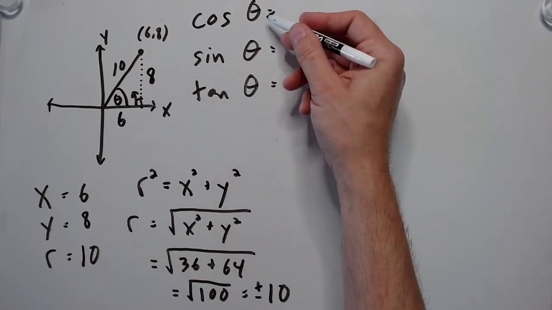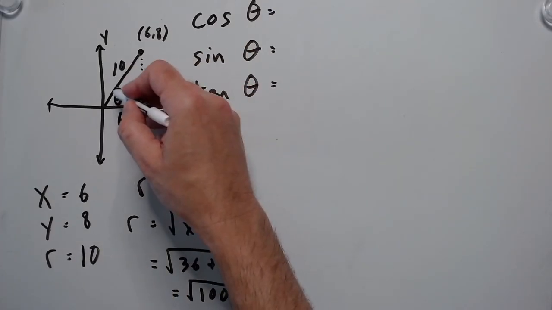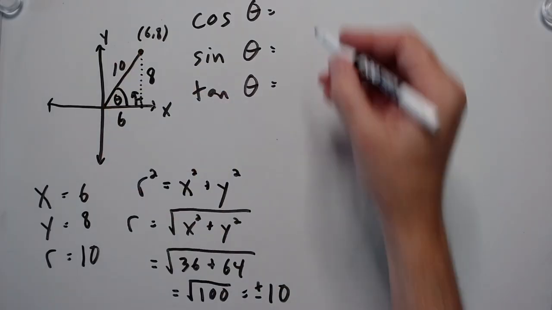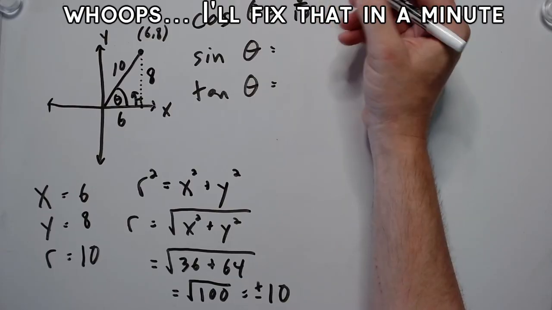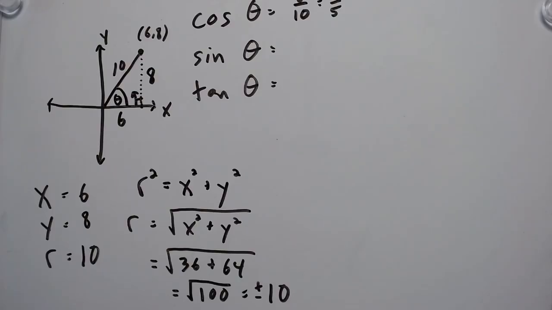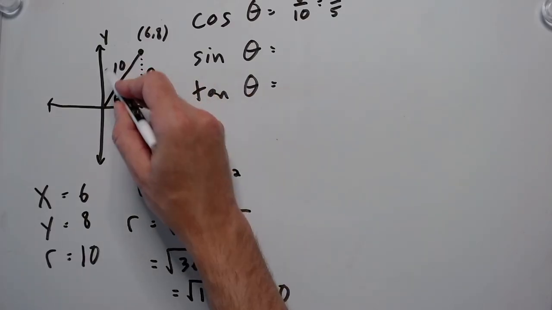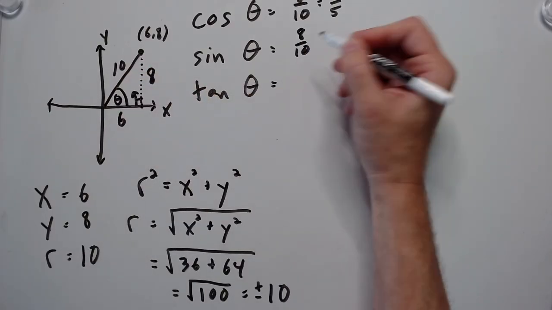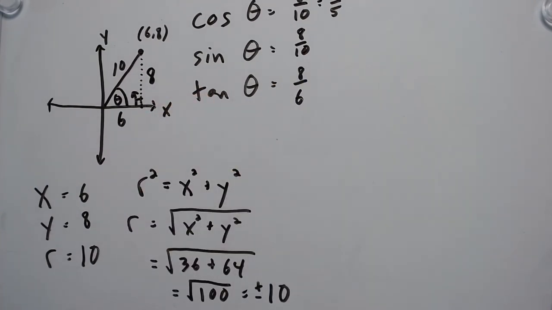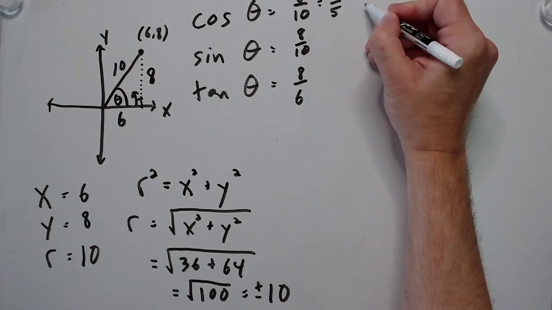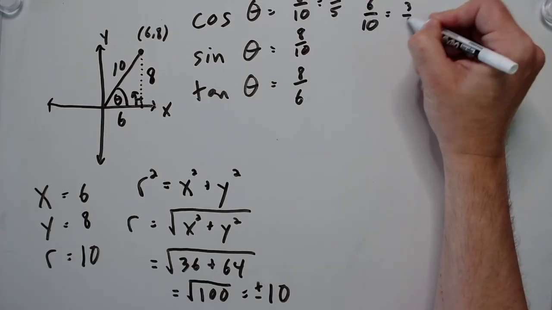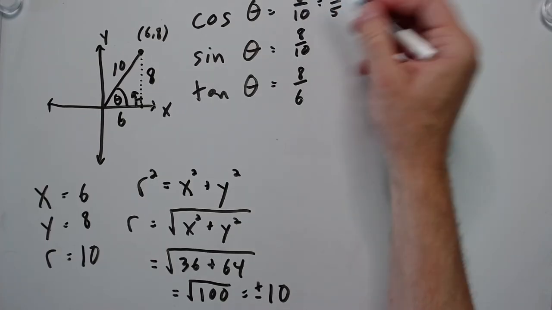So what is cosine? Cosine would be the angle here, the adjacent over the hypotenuse. So 6 over 10. And we could simplify this to 3/5 if we wanted to, but we'll keep them in the numbers that we have here. Sine would be the opposite over the hypotenuse, 8 over 10. And tangent would be opposite over adjacent, 8 over 6. Whoops, I missed this. We'll just rewrite it here as 6 over 10, and same thing as 3 over 5.